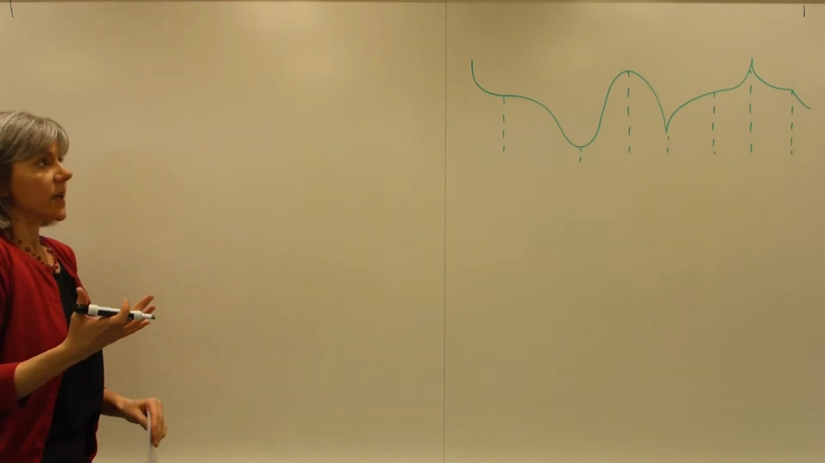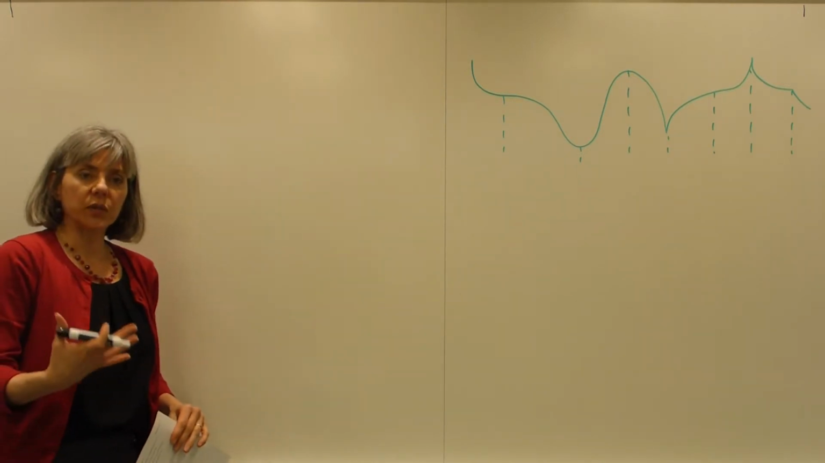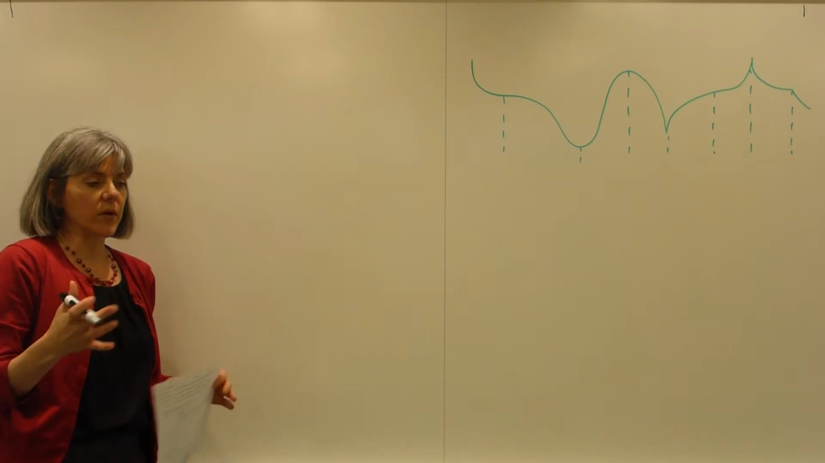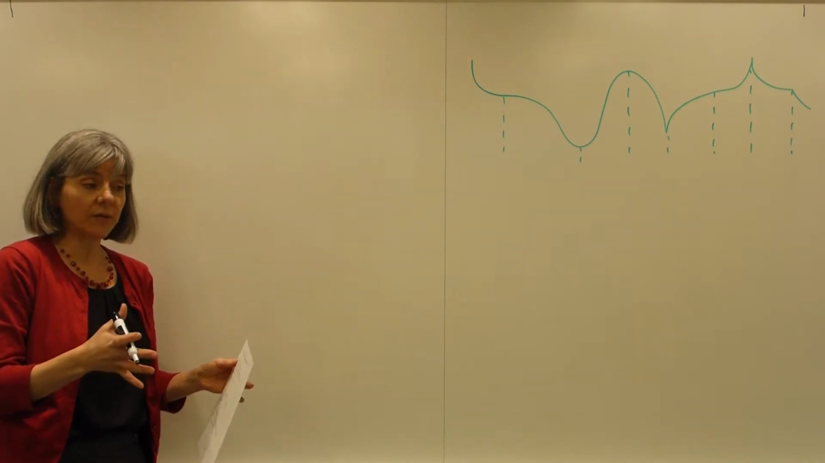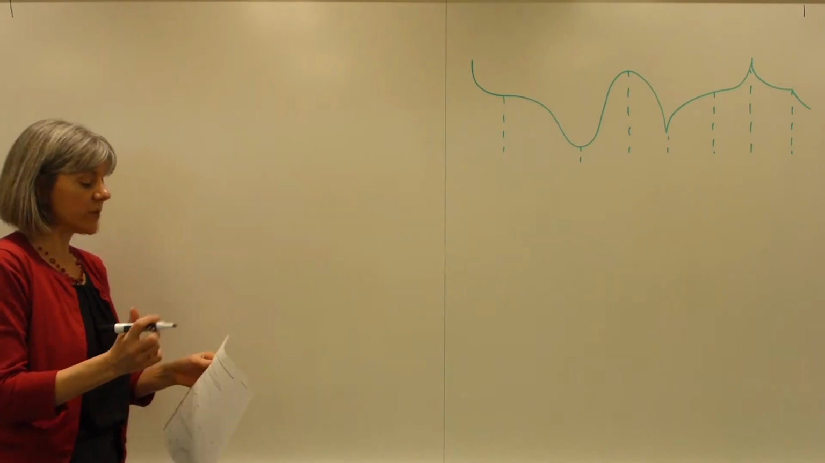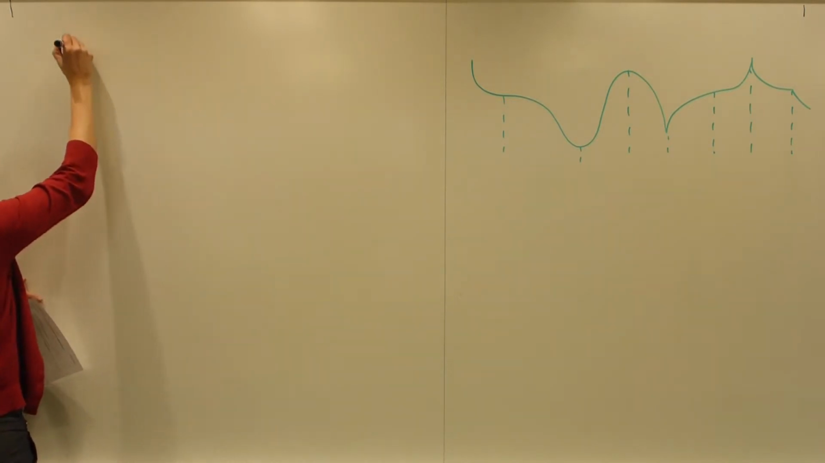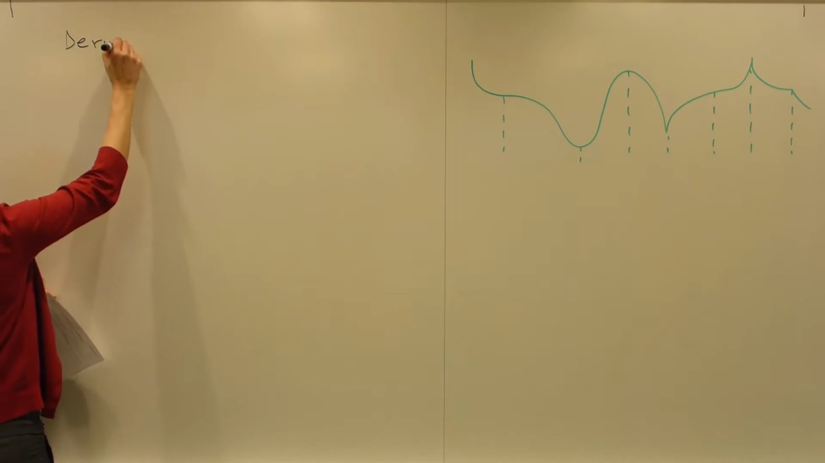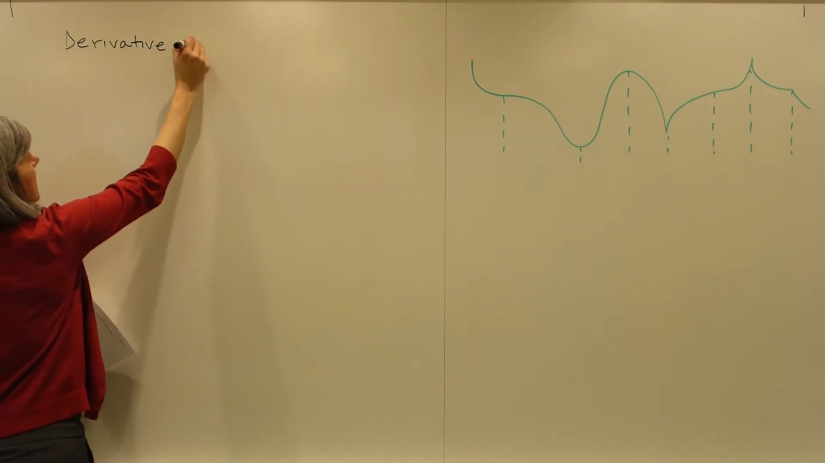So all of Chapter 4 is about using the first and then later the second derivative for getting information about the graph and about rate of change and some business applications. So first, let's remember what we know. We know that derivative is slope.